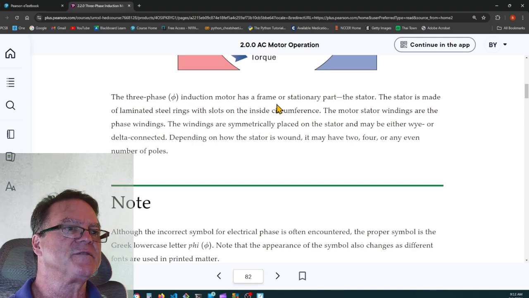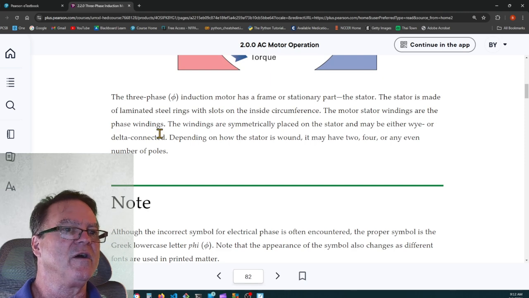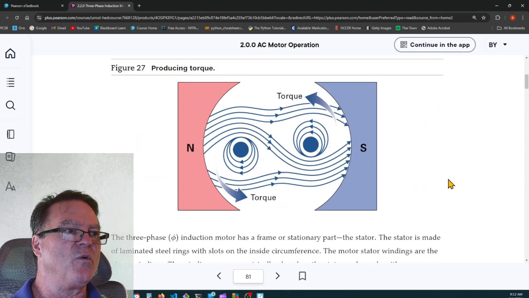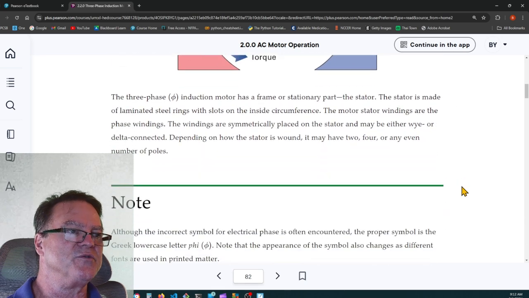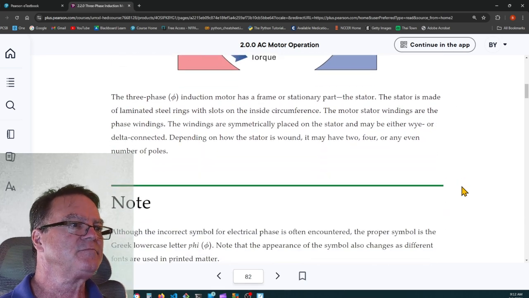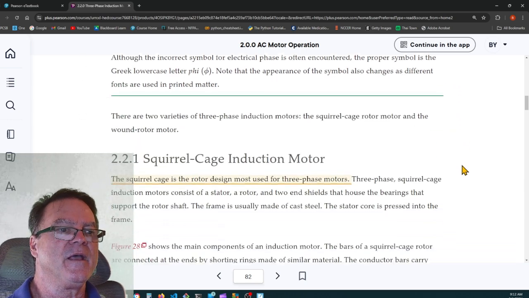The three-phase induction motor has a frame or stationary part, the stator. The stator is made of laminated steel rings with slots on the inside of the circumference. The motor stator windings are the phase windings. So the reason they laminate the frame is because they want to reduce eddy currents. Motor stator windings are the phase windings.